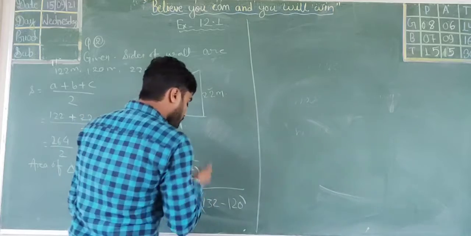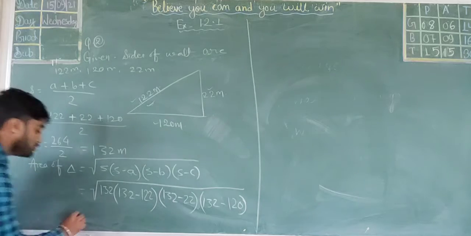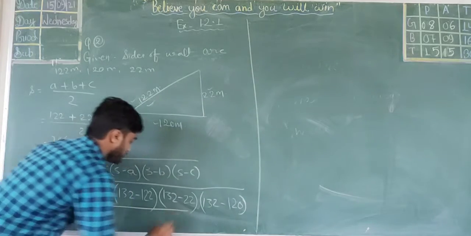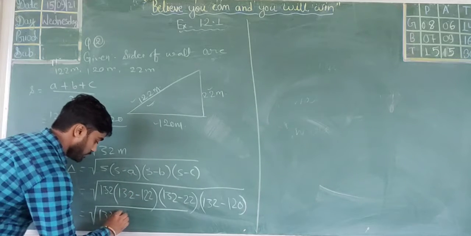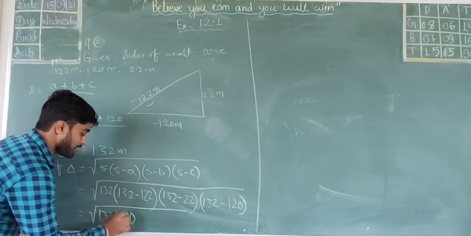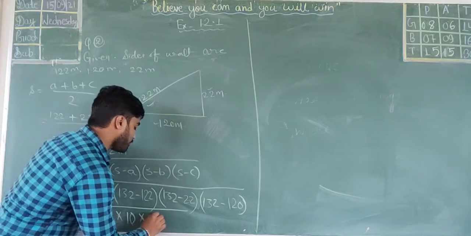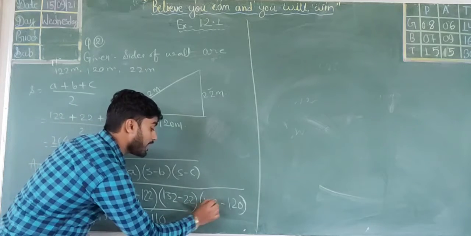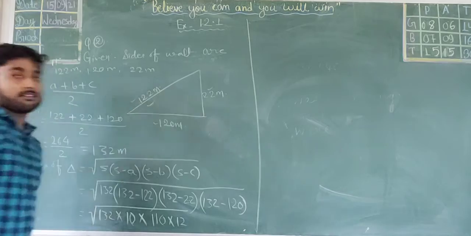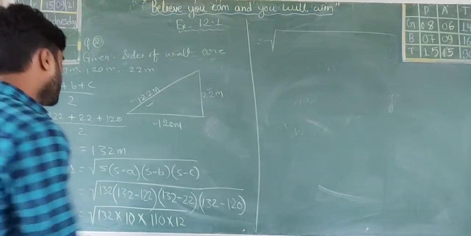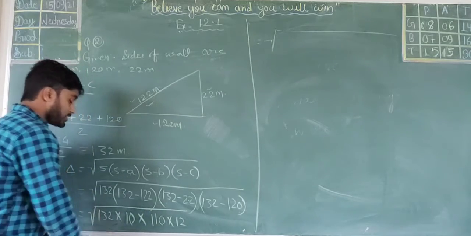I have written all the values. Now we have to solve this. Again under root, this 132 I am writing as it is. 132 minus 122 is 10, so I write multiply 10. Multiply 132 minus 22, that means 110. And lastly 132 minus 120, that means multiply 12. So we get 132 multiply 10 multiply 110 multiply 12, inside the root.